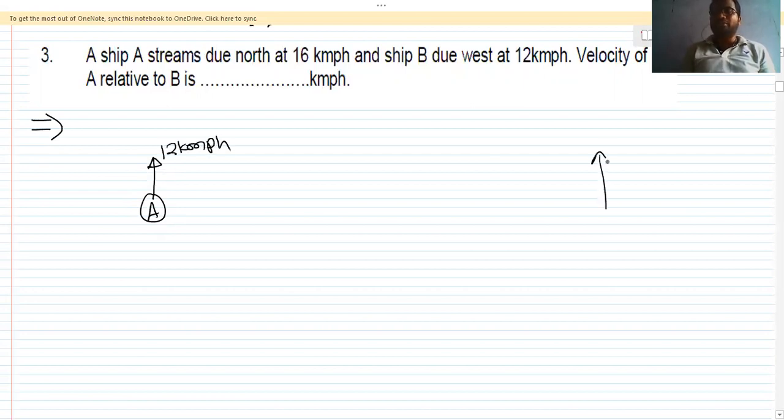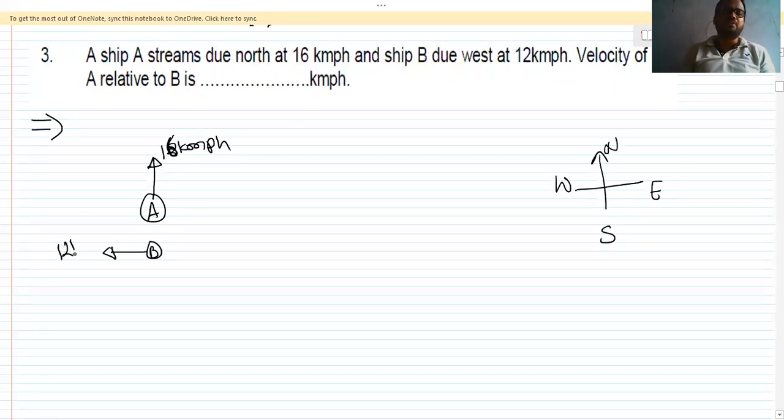Like, this is the graph which we have. This is north, south, east, and west, right? So 12 km per hour due north, right? North with 16 km per hour, right? And 12 km per hour due west. So ship B is going to west with 12 km per hour. So we want what is the velocity of A relative to B.